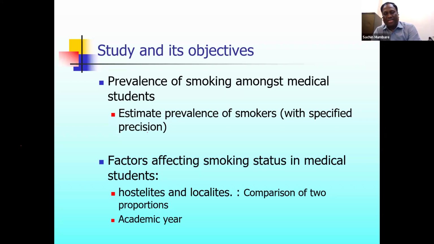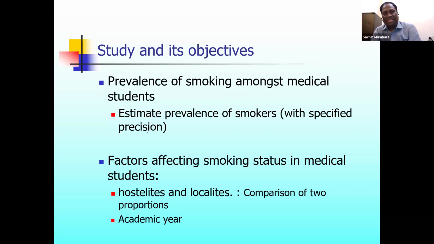For example, whether the stay affects the smoking status, whether the stay in hostel increases the risk of smoking habit. In this scenario, we'll compare the two proportions, means how much is the proportion of smokers in hostelites, suppose it is 30%, and how much is the proportion of smokers in localites, suppose it is less because they are staying at home, it is only 10%. And whether this proportion is significantly different than each other, we will test it.